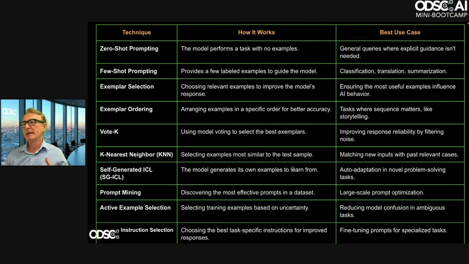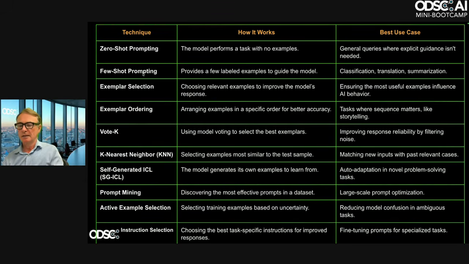So here's a reference sheet for you for different techniques, how it works and when to use it, right? Because again, you guys are asking me when should I use certain techniques, and what you want to do is, for a given use case there's going to be a certain technique. So task where sequence matters, like storytelling, where classification, translation, or summarization, large scale prompt optimization or fine tuning, right?